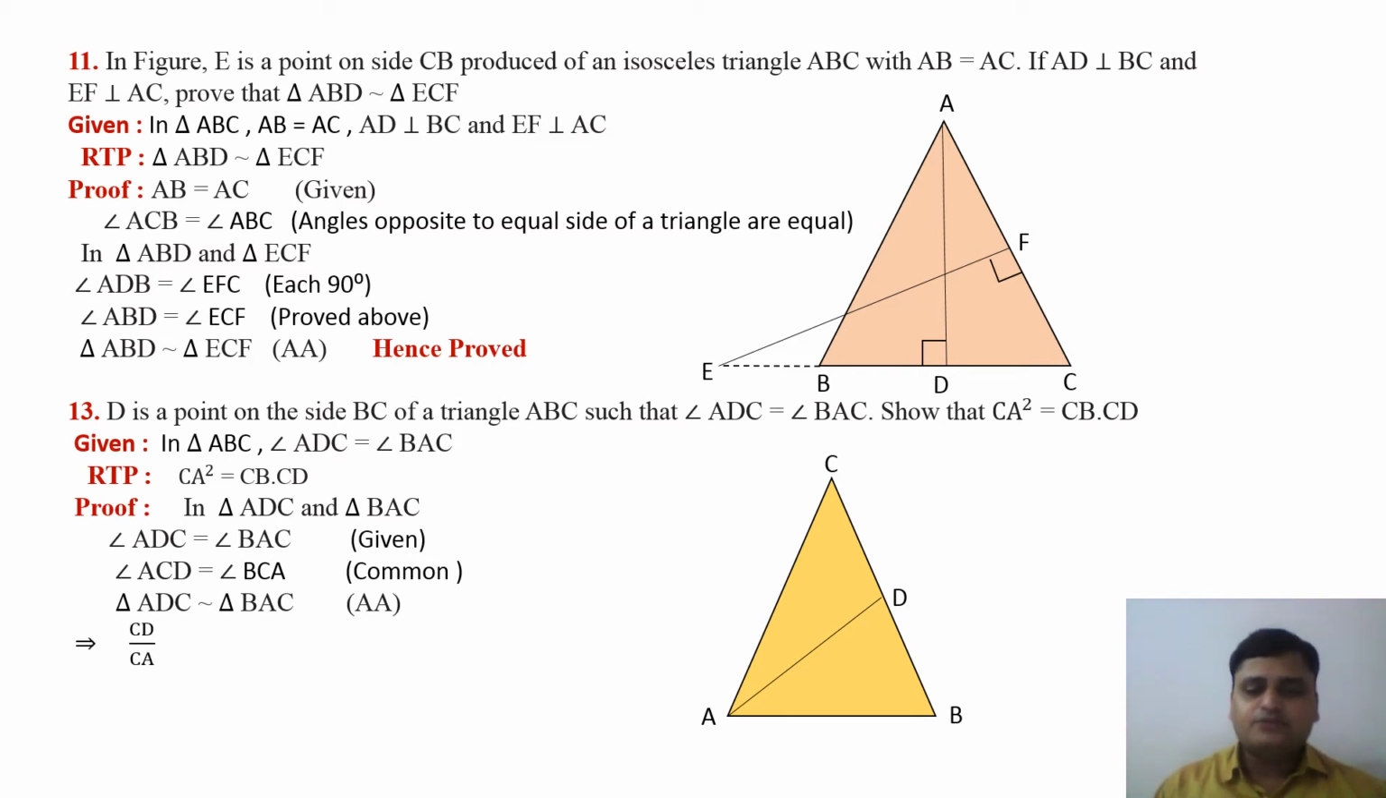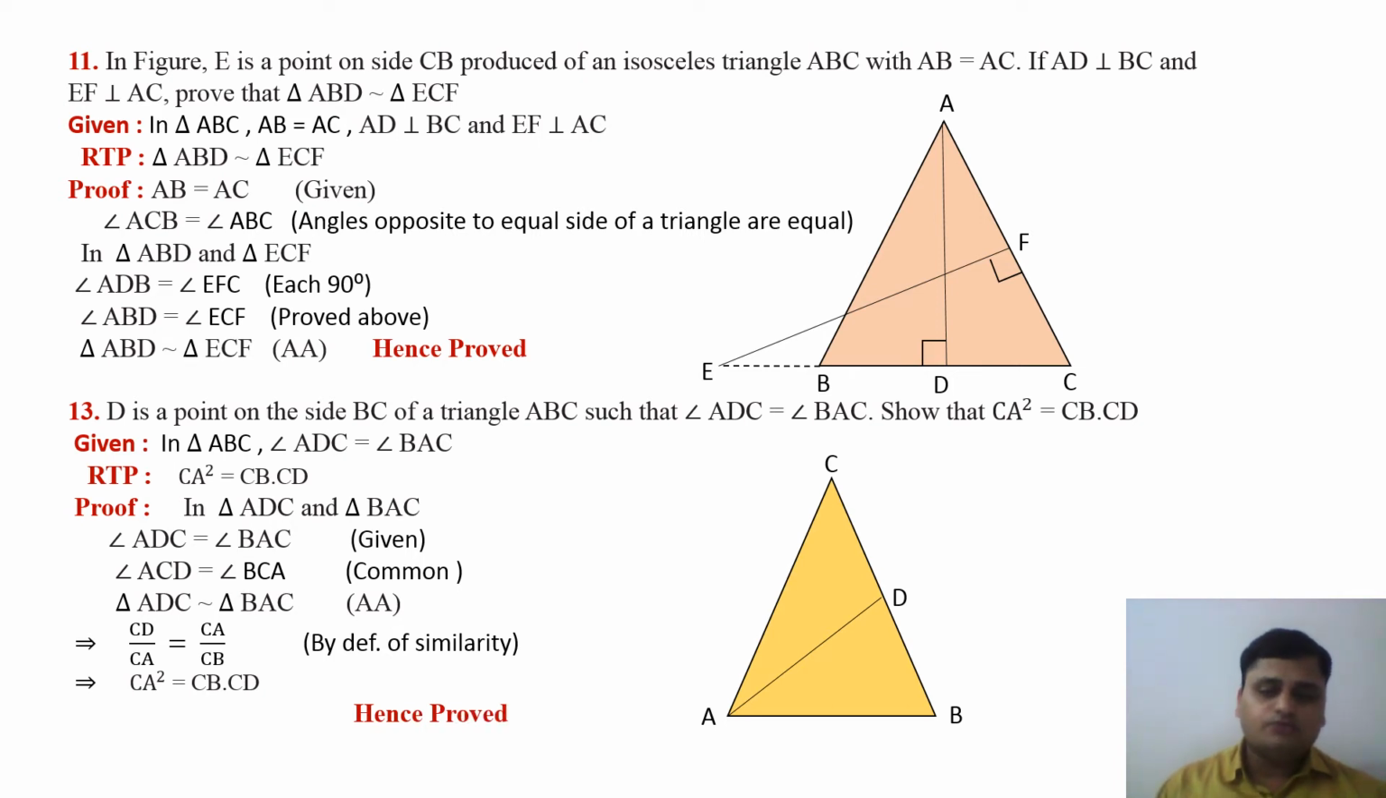And if triangles become similar, then their corresponding side ratios are in proportion. That is CD by CA is equal to CA by CB. Okay, and this happens by the definition of similarity. And if this is similar, we will cross multiply it, and after cross multiplying, CA square is equal to CD into CB. So in this way we will prove this question. I hope that this one is clear. Okay, so in this way we have proved this question.